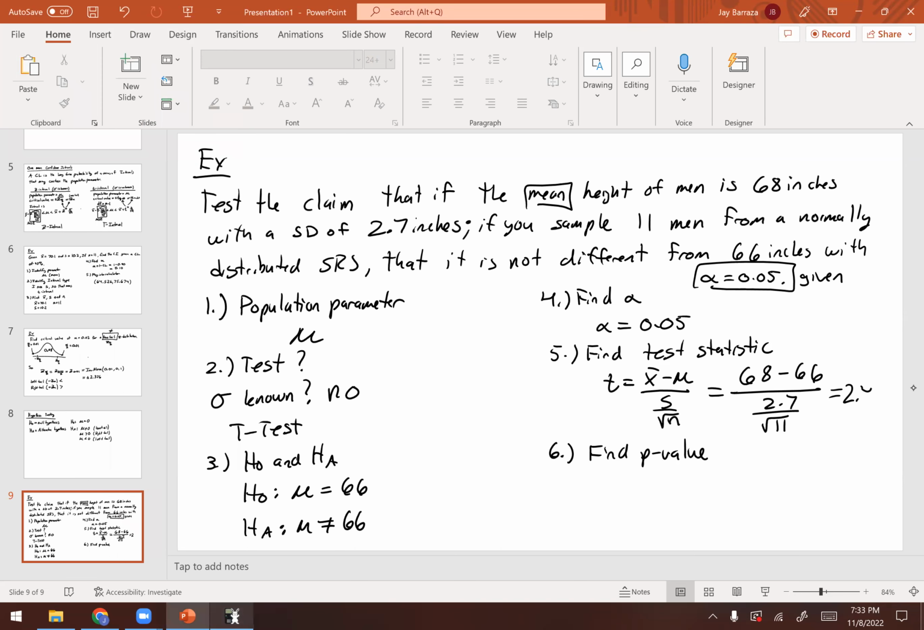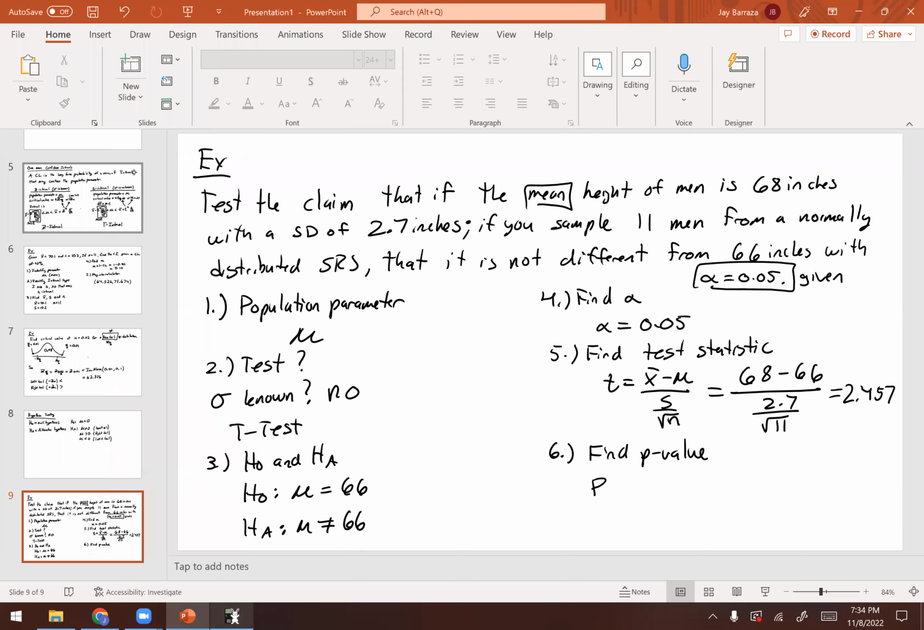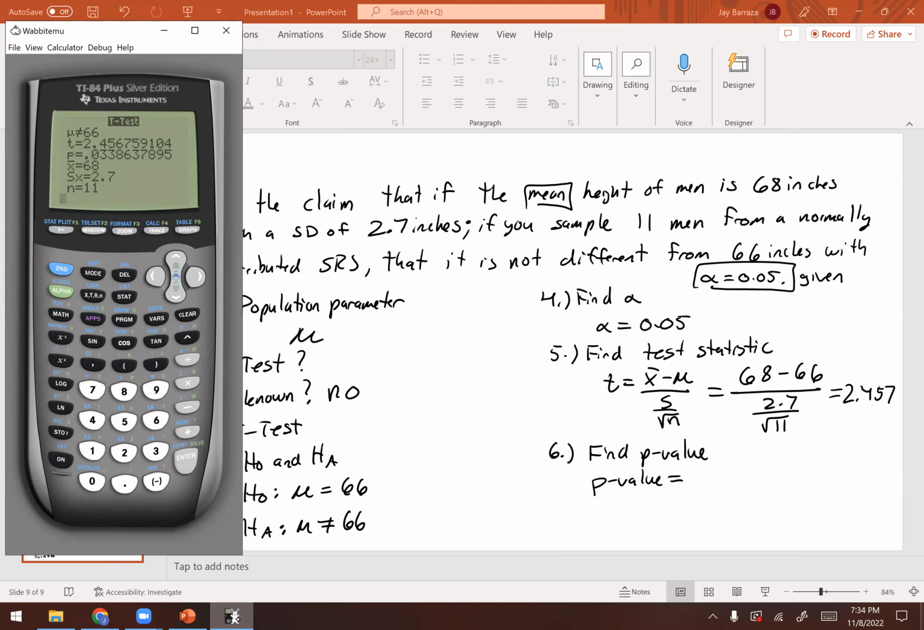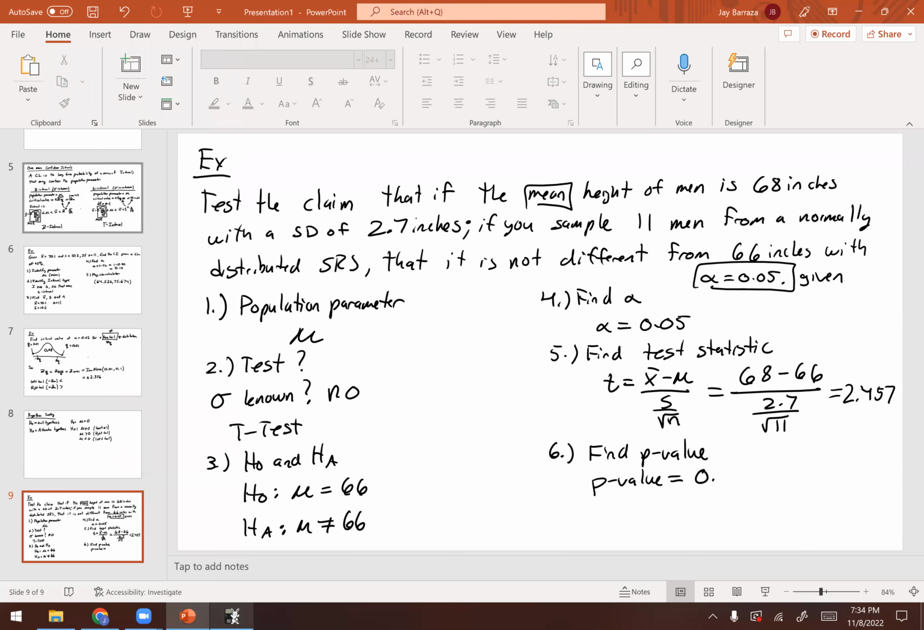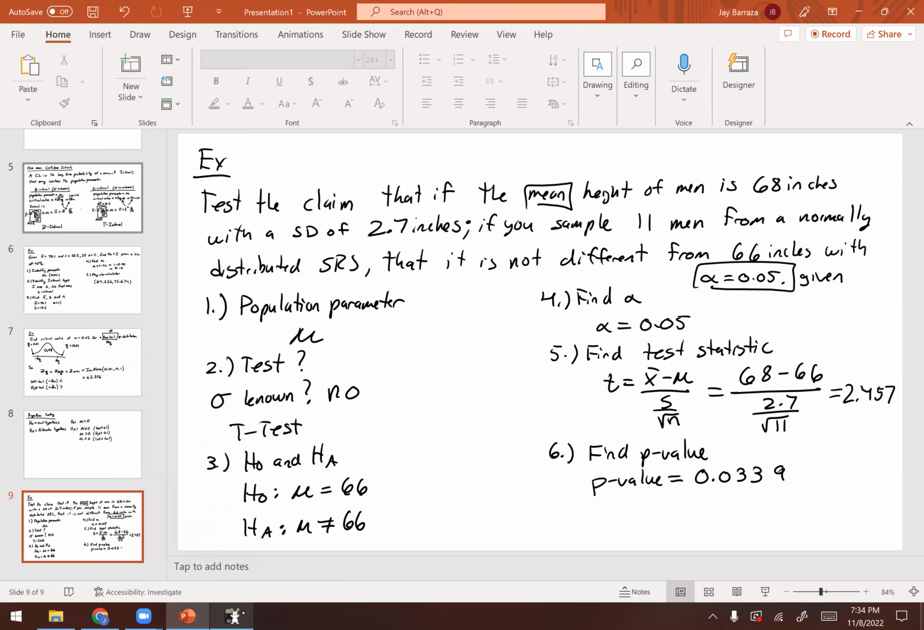So this is 2.457. But luckily, my calculator also calculates it here too. So you don't even have to do that by hand because your calculator does the work for you as well, right? So that's there. And then my p-value is equal to 0.033. Okay, so that's my p-value.